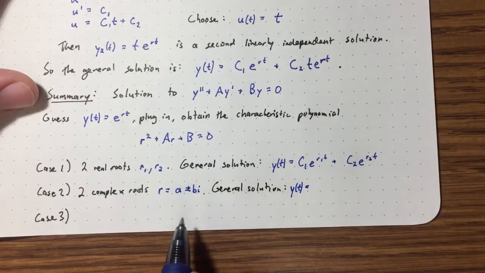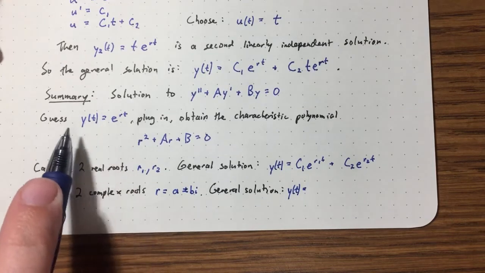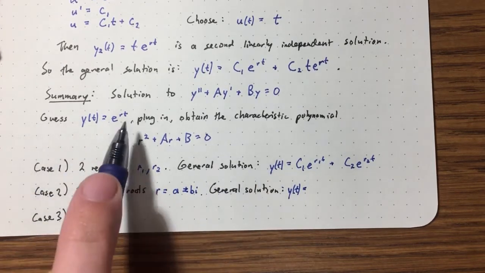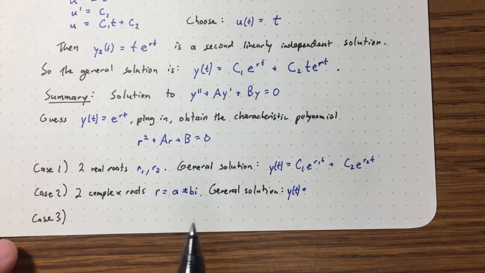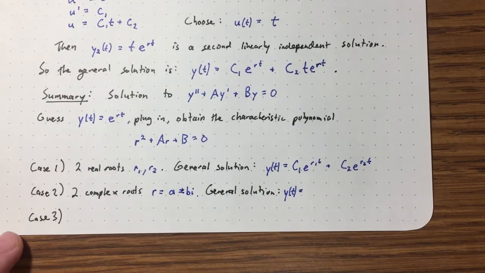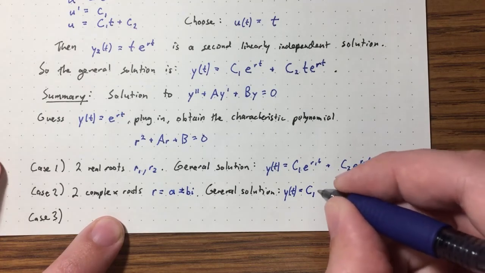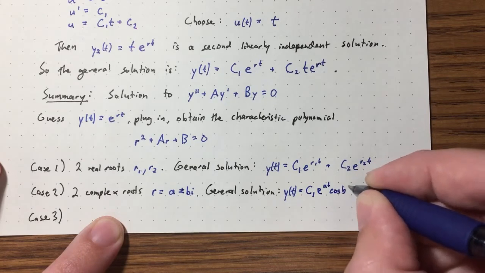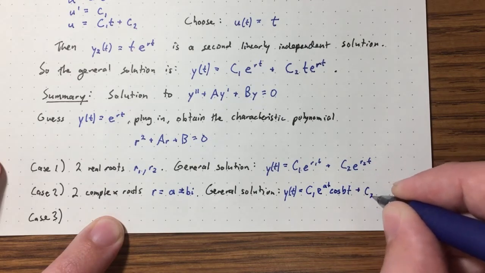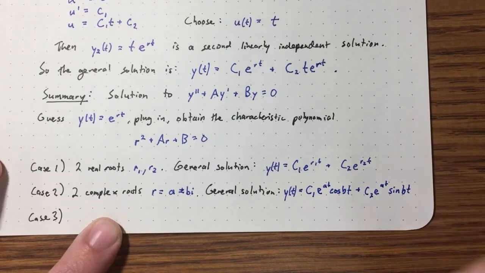So what did we do? We just plugged it in there, but then we had to take real and imaginary parts of that complex function. And remember, the idea was to use Euler's formula to do that. And so that's where the sines and the cosines come from. And we ended up with C1 e to the at cosine bt plus C2 e to the at sine bt.